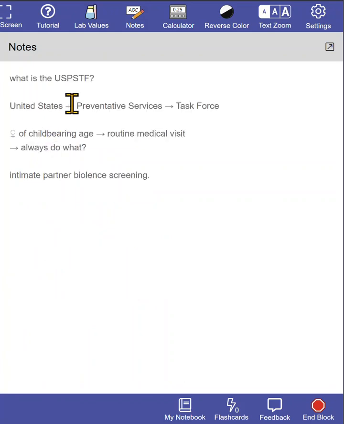What is USPSTF? I just wanted to get this program done because it's mentioned quite a bit. United States Preventative Services Task Force. You want to break it into three words: U.S. Preventative Services Task Force. Don't ask me why they added task force.